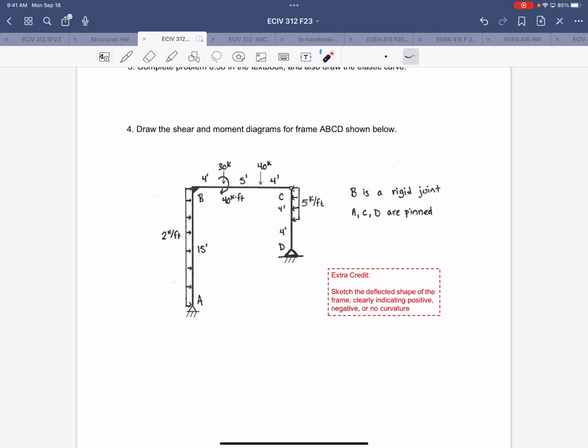On the elastic curve of the entire thing or just individual members? The whole frame, yeah. So draw the deflected shape of the whole frame as the whole frame, yeah, for full credit anyway.